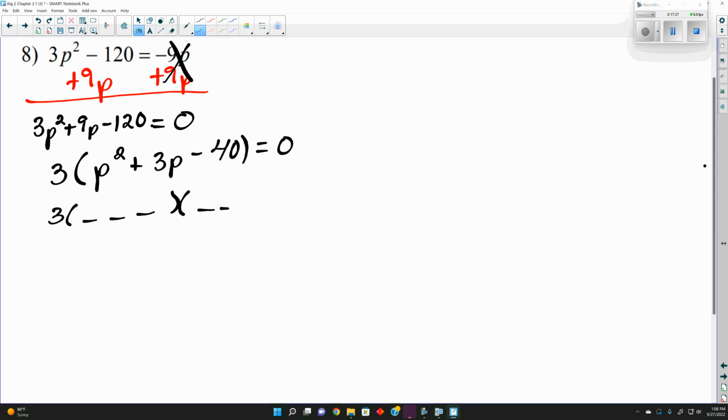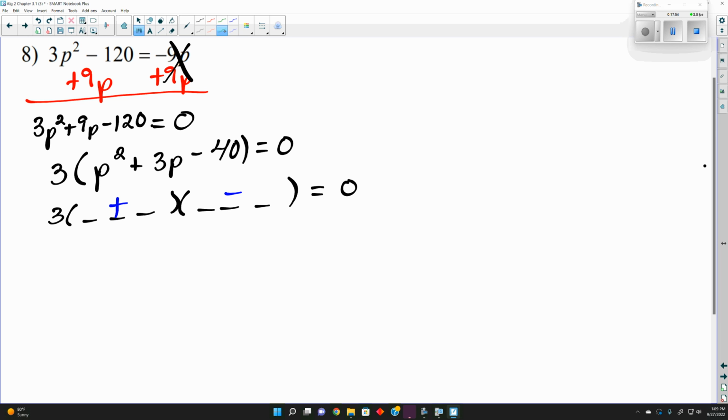Now we can do our 2 sets of parentheses with 3 spaces. Since the 40 is negative, our signs are opposite. Because if the 40 had been positive, the signs are going to be the same and match the sign of the middle term. If the third term is negative, the signs are opposite. So here they're going to be opposite.